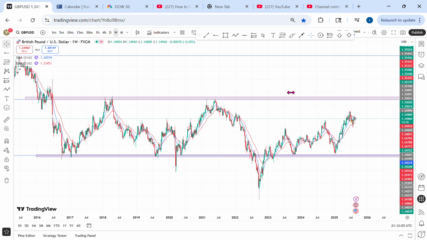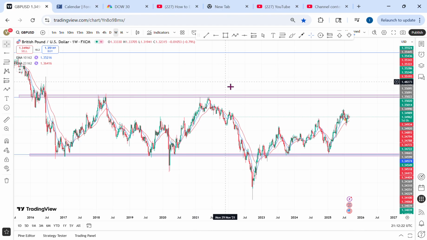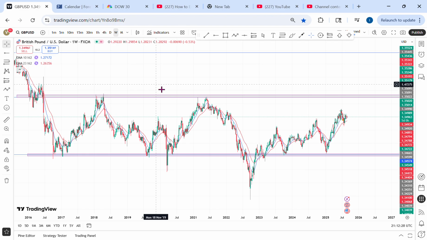So guys, this is GBPUSD on a weekly time frame. We are bullish. The market has opened, exactly 10 p.m. Let's see what the market has for us this week, and let's do this analysis together on GBPUSD.